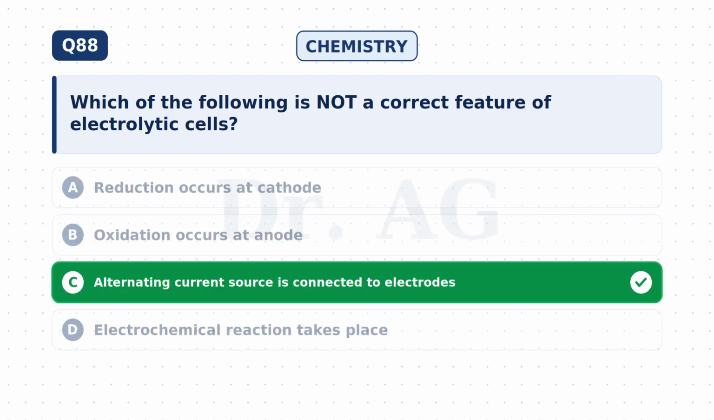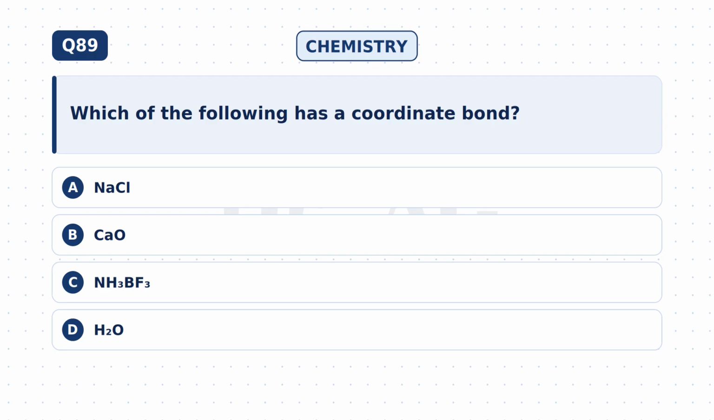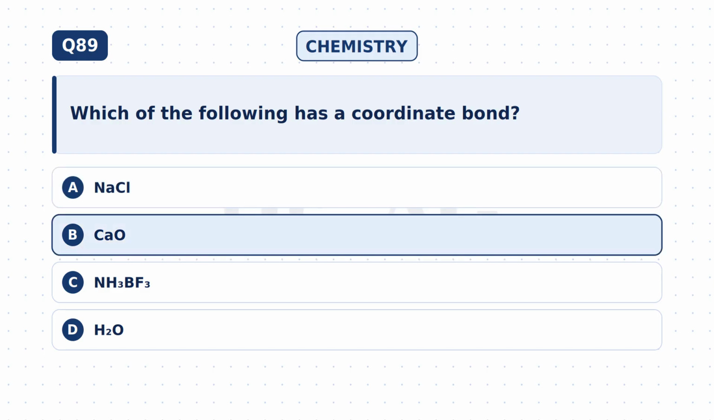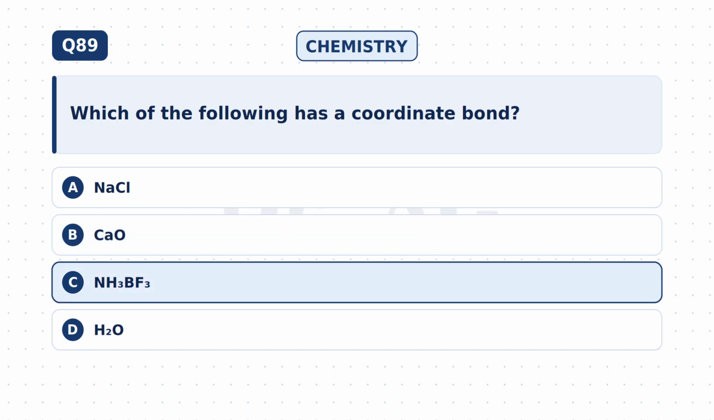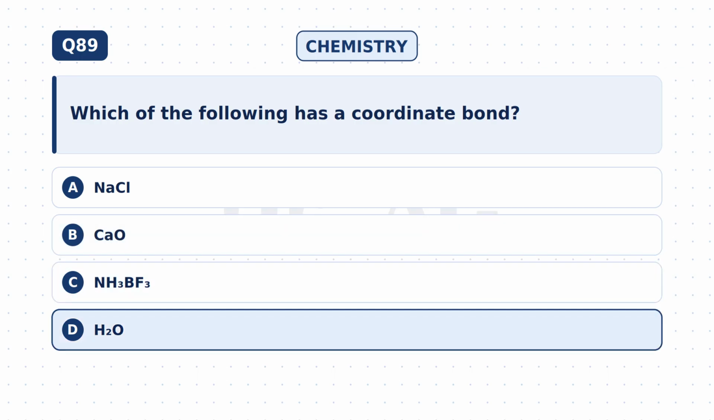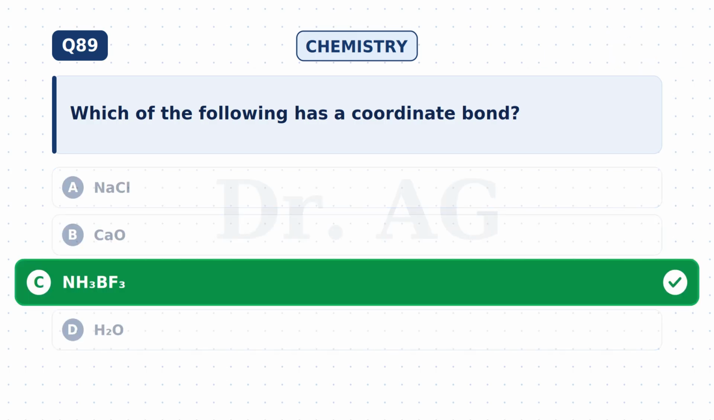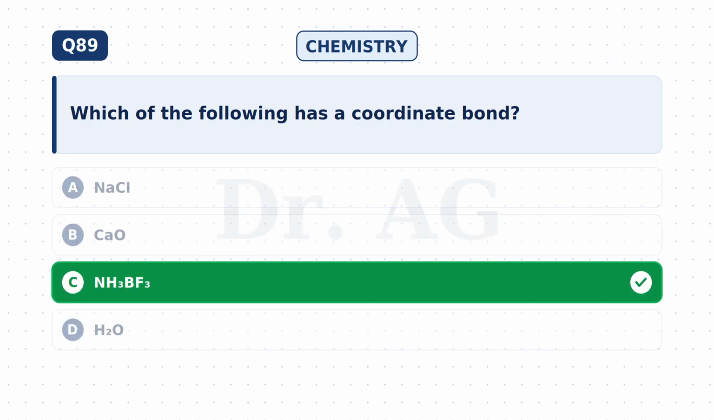The correct answer is C, alternating current source is connected to electrodes. Question 89. Which of the following has a coordinate bond? Option A, sodium chloride. Option B, calcium oxide. Option C, NH3BF3. Option D, water. The correct answer is C, NH3BF3.